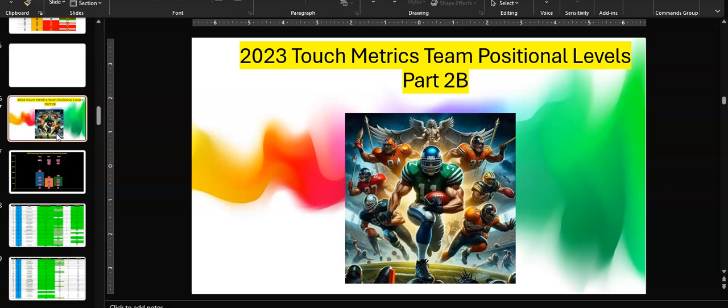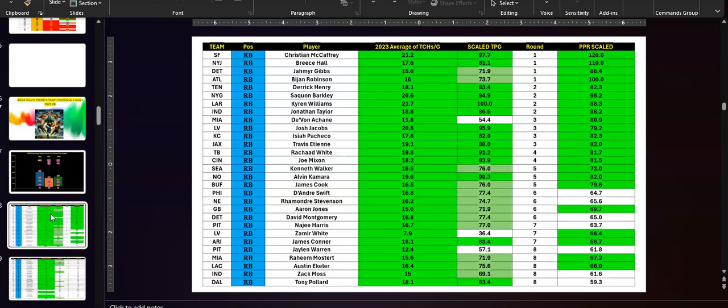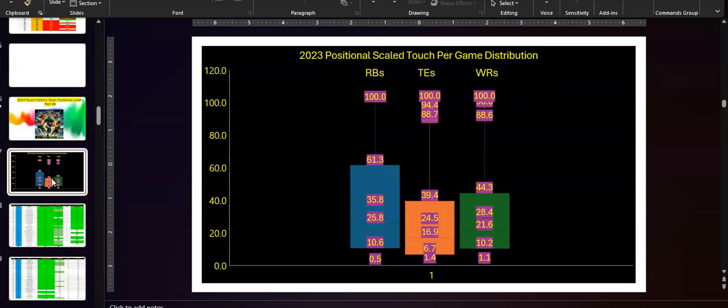Continuing touch metrics, team positional levels. We're getting, I think, into the player levels here. Part 2B, so you need to check out the preceding parts. Let me jump ahead and make sure this is player. Yeah, so this is player level.